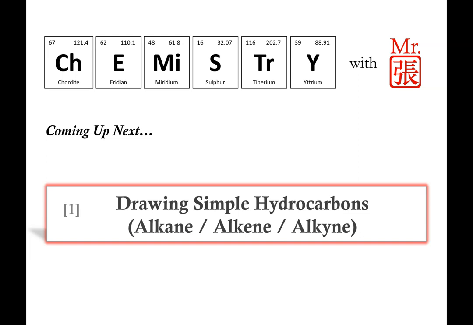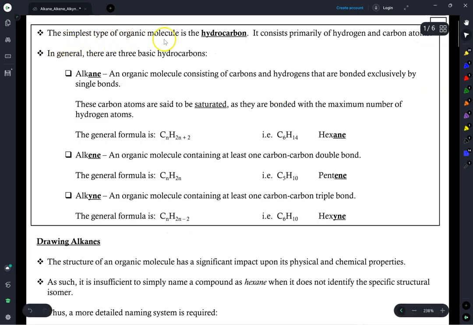In this video tutorial, we will learn to draw simple hydrocarbons such as alkanes, alkenes, and alkynes. The simplest type of organic molecule is the hydrocarbon. It's called a hydrocarbon because it primarily consists of hydrogen and carbon atoms. In general, there are three basic types of hydrocarbons, and they are the alkane, the alkene, and the alkyne.